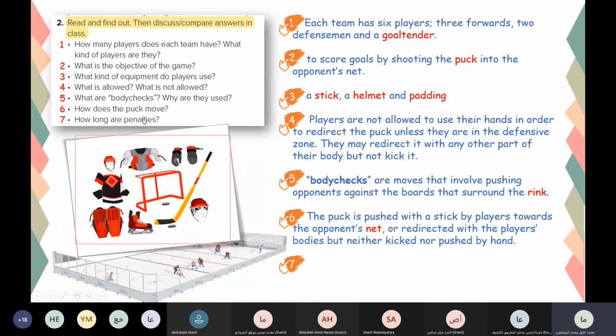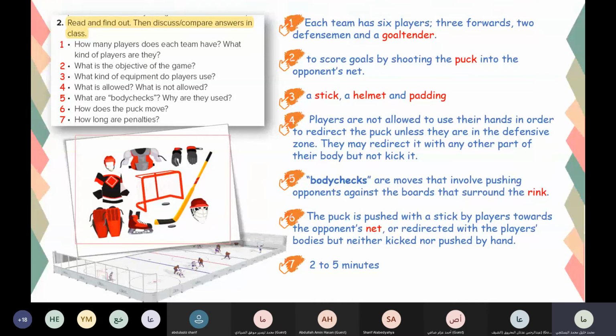Now, what about the penalties here? How long are penalties? How long is it? Look at the answer. The answer is in number 6. How are penalties? From 2 to 5 minutes. This is the answer. The penalties are for 2 to 5 minutes.